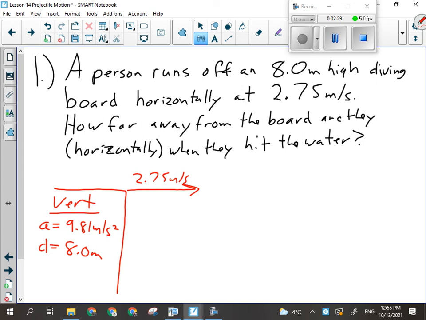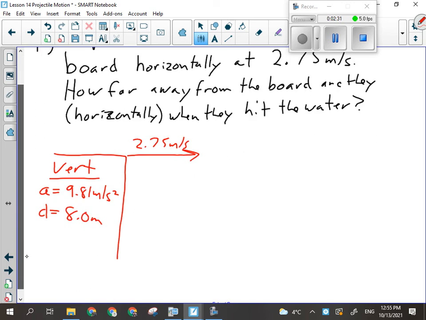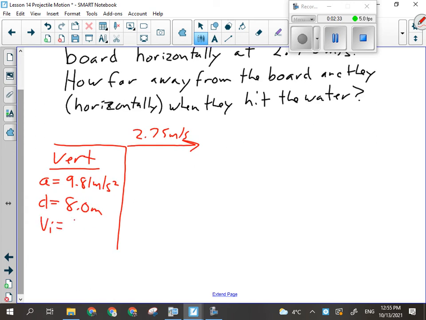Vi, what is it? It's 0 because they ran horizontally off. That is the thing that I have to remember if I'm going to get this question done, and correct. Okay? So that's what I have vertically. Horizontally, I only know one piece of information, and that is the horizontal velocity. It's 2.75 meters per second.